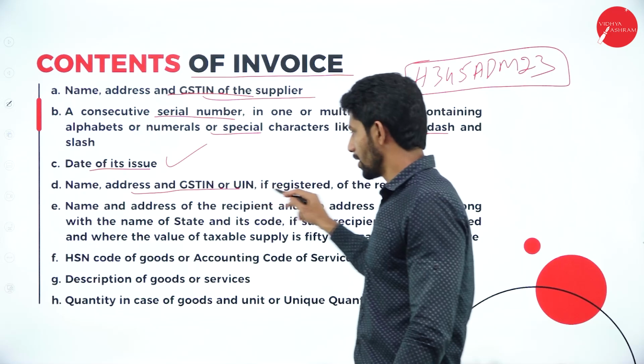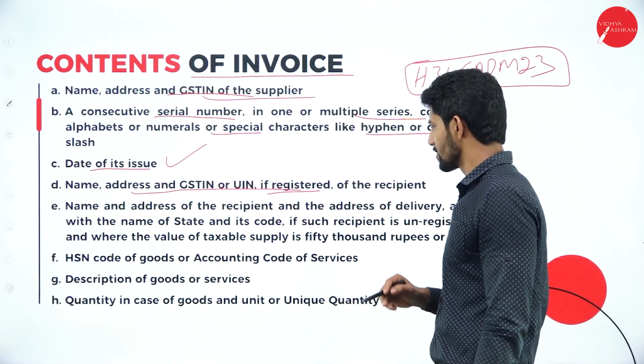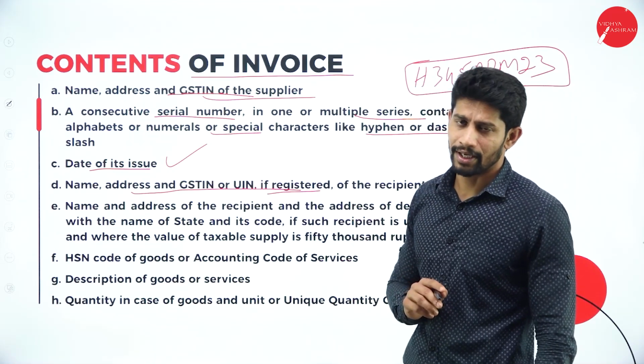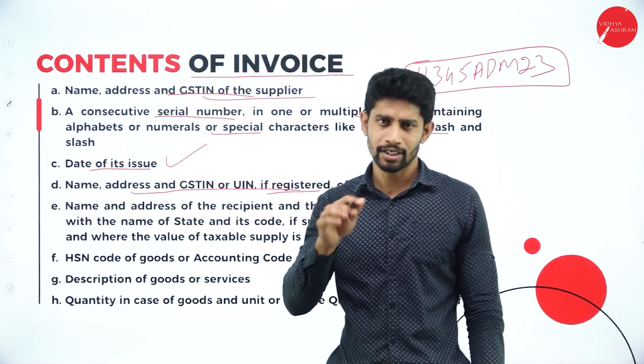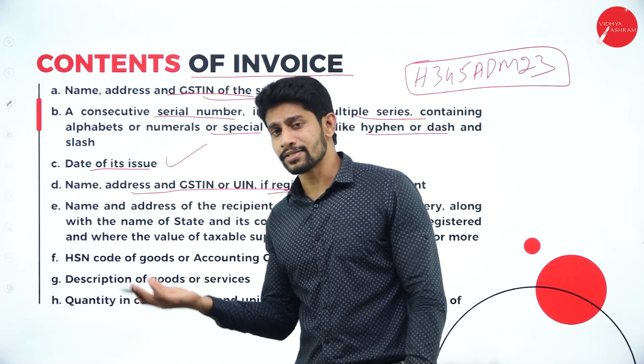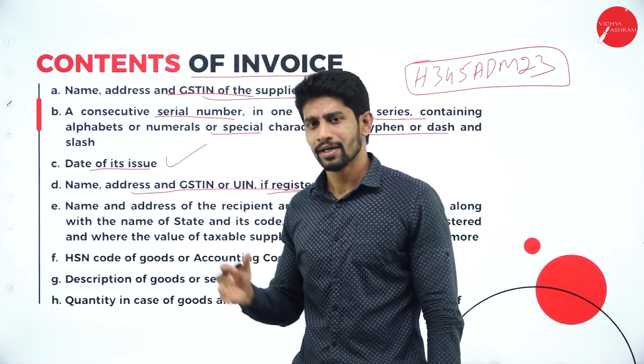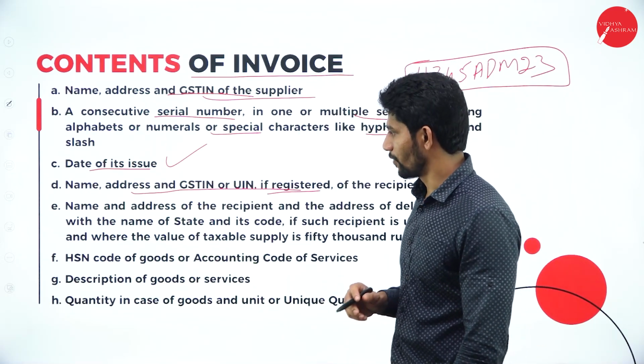Next, name, address and GSTN number of the recipient. In case the recipient is a registered person, the GSTN number will be mentioned. If the recipient is not a registered person, the name, address and phone number of the recipient, that is the buyer, will be mentioned in the tax invoice.